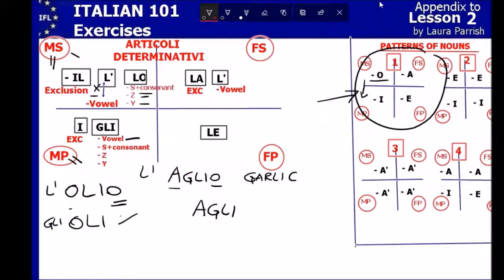Same story that I told you for this word. You make it double I. So agli. So now you know it is masculine plural. So you go here, it starts with a vowel, yes. So it will be gli agli. Don't make a common mistake.